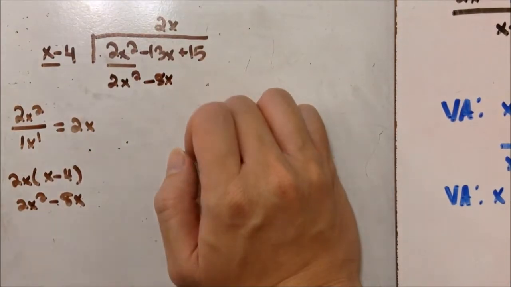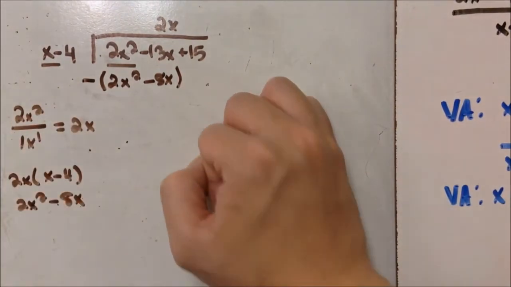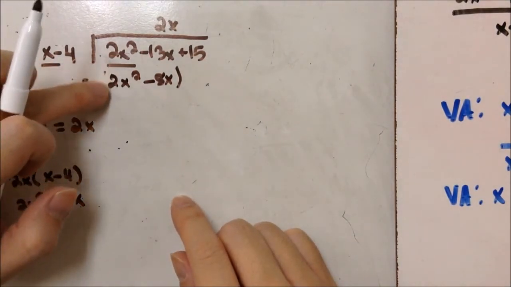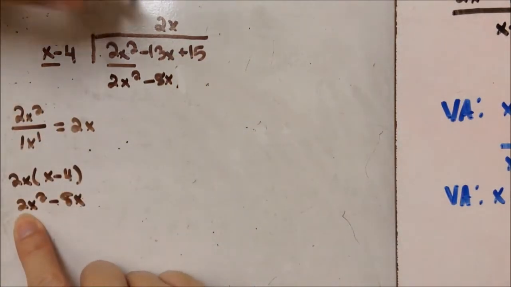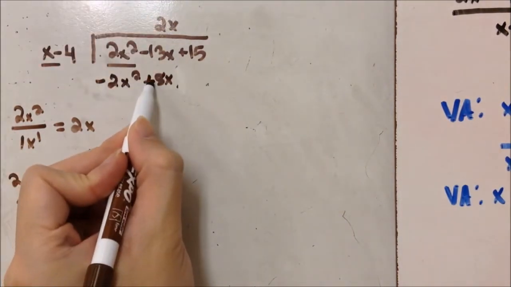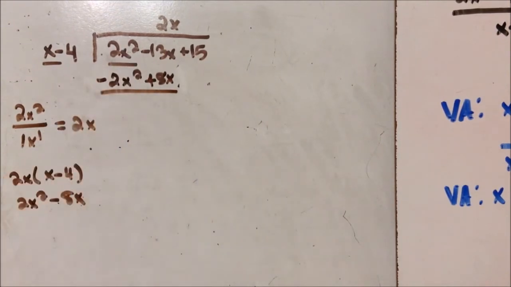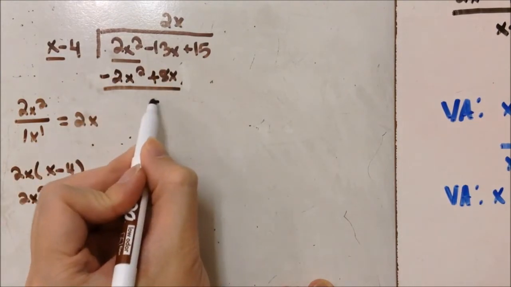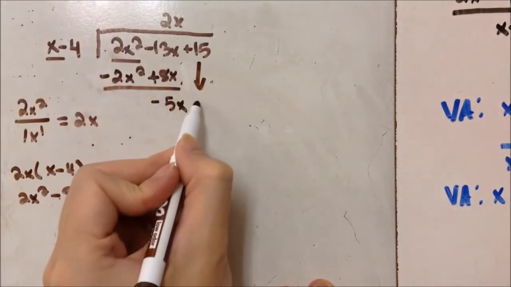Now, again, I will put parentheses and then minus. Now, if you don't want to use parentheses with the minus outside, all you have to do is just change the opposite signs of everything. So, since that's positive, this is going to be negative. Since that's negative, that's going to be plus. So these two will cancel out. Now this negative 13x plus 8x will be negative 5x. And then I'm going to bring down the plus 15.